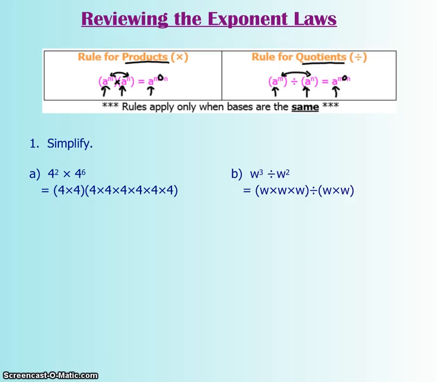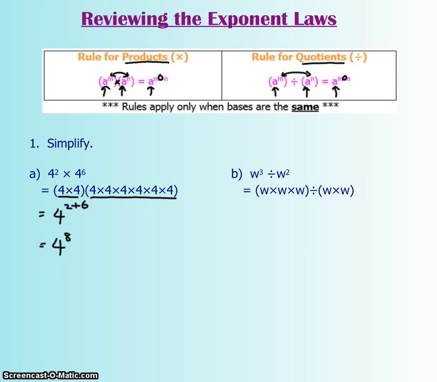So it asks to simplify. Here's 4 squared, and I just expanded this to two 4's multiplying each other. And that's going to multiply 4 to the power of 6, which is 6 4's. Altogether, you can see that you have 2 4's here and an additional 6 4's. So in total, you have 4 to the power of 8.